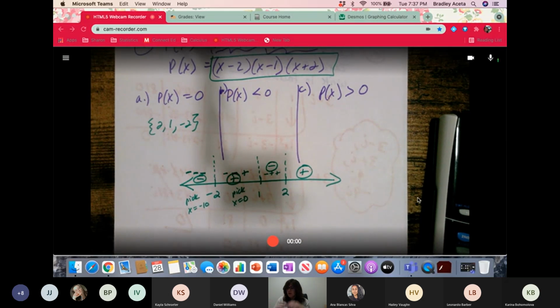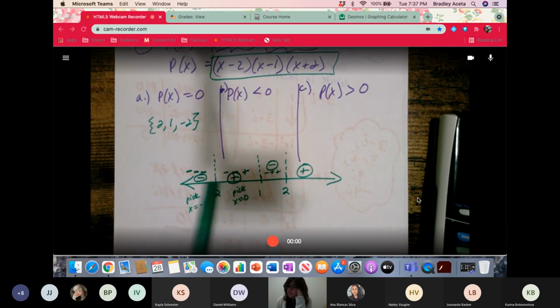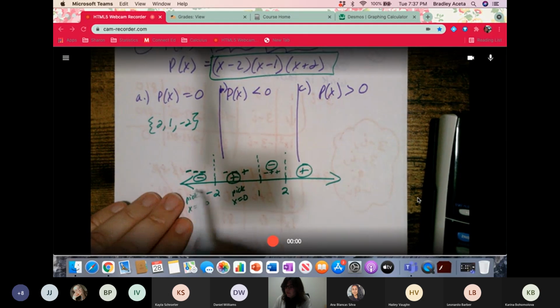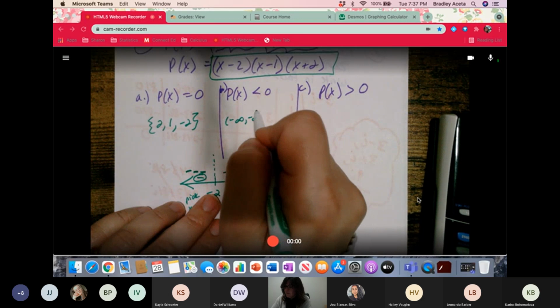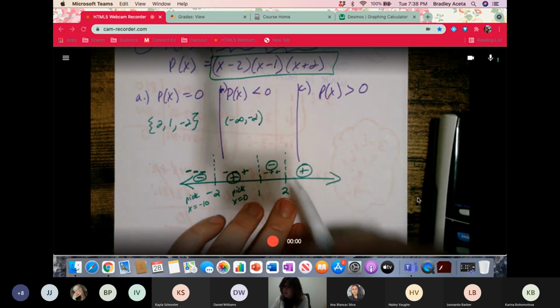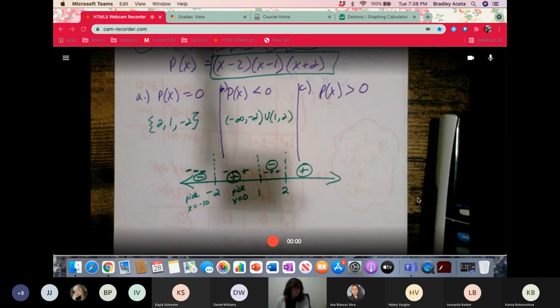Now let's answer the question. Where along this line would you have numbers that are less than 0? Less than 0. That would be the negatives, right? So all of your answers would be from negative infinity up to negative 2. The other negative would be 1 to 2. Put a little union.